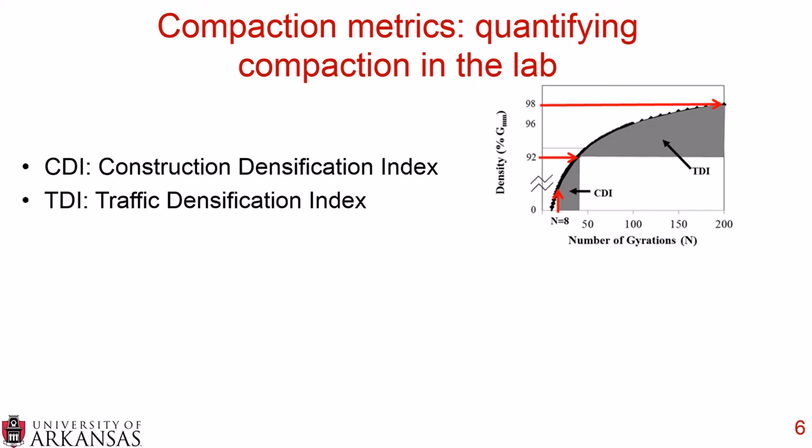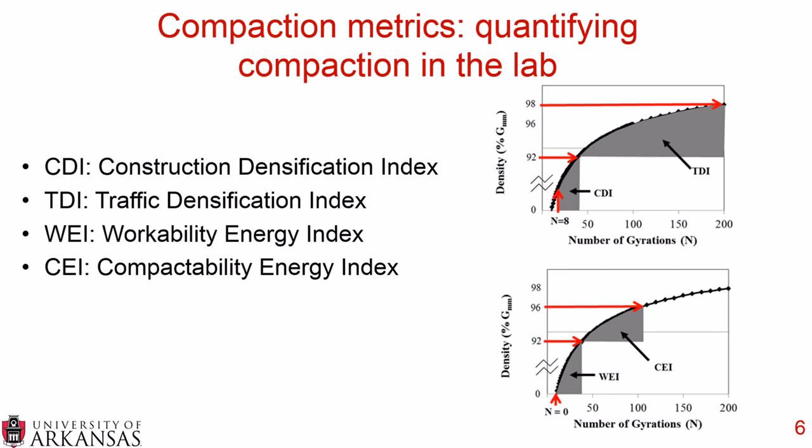The TDI, the traffic densification index, is intended to simulate how much traffic compacts the sample. So over time, because there are air voids in asphalt concrete, the traffic will densify your mixture a little bit. And the TDI is defined as 92 to 98% density, the area under the curve above the 92% line. So that's the CDI and the TDI, and these were developed at the University of Wisconsin under Hussein Bahia's leadership.